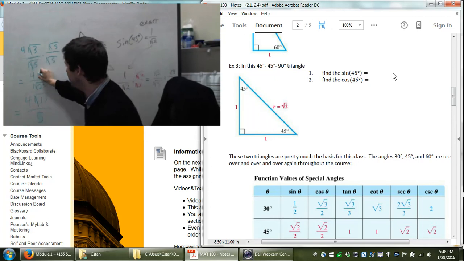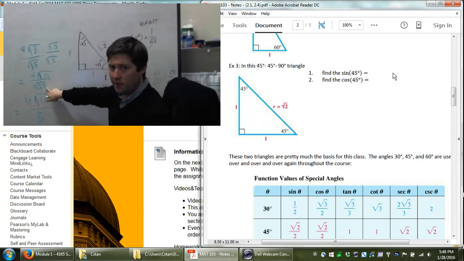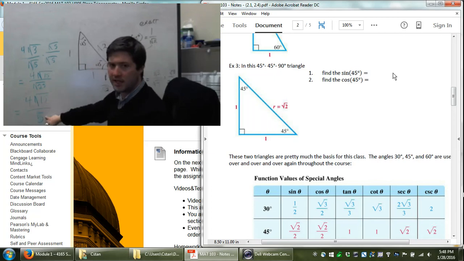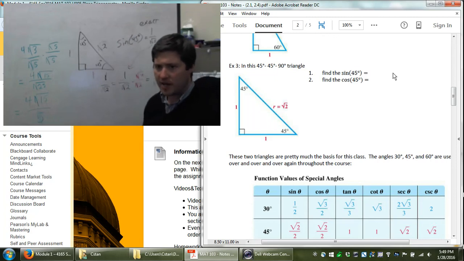So that is rationalizing a denominator. In most situations, what you're going to end up doing is just taking this radical on the bottom, moving it up top, writing it as a radical down here, and leaving the number down there.